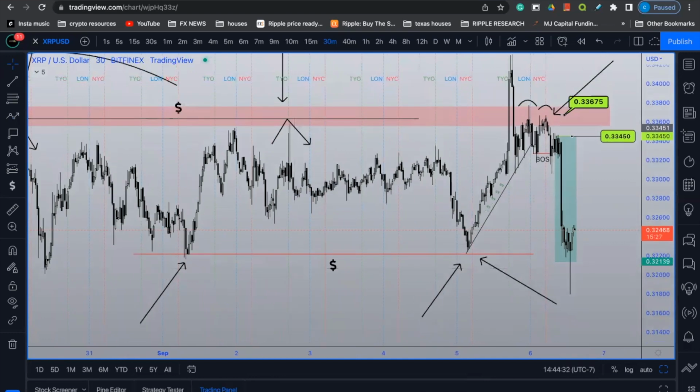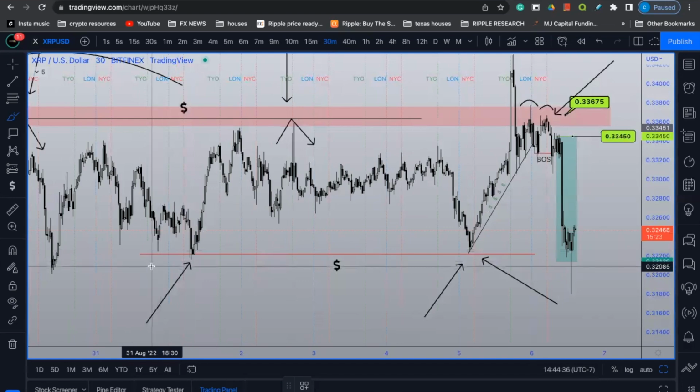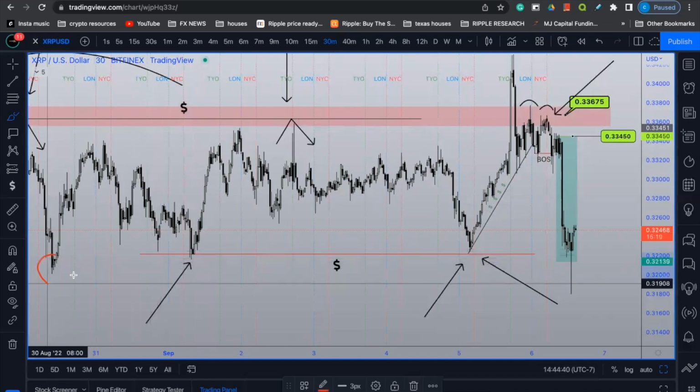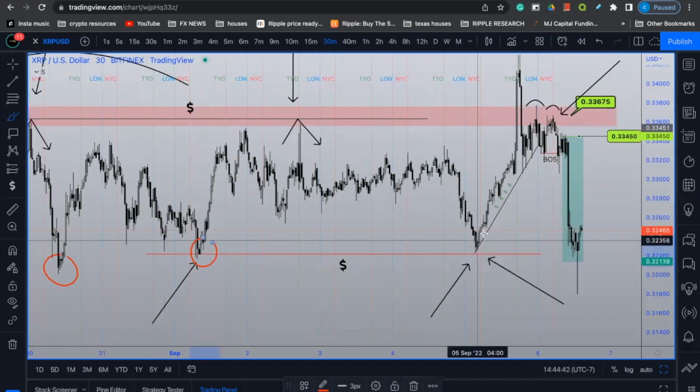Well, guys and gals, if you look at my charts, I know that there's a lot of arrows on here, but where are the most significant areas that banking institutions during New York session bought from in the past? Here at these lows, here are these lows, and here are these lows.